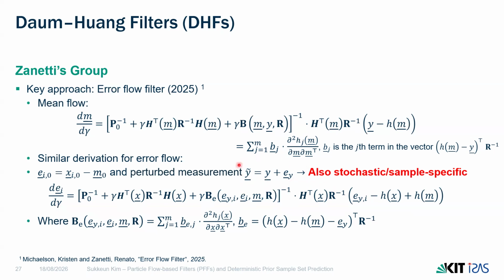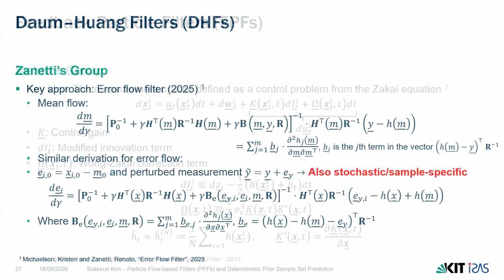And again, here for the measurement, just if you're familiar with the ensemble Kalman filter, they also have this additional noise term in the measurement. The error flow filter took the same idea here, so it becomes stochastic again. You move the mean with this flow, the mean flow first, and then we want to move the other samples using this error flow from the mean. Yeah, so that's the last one from the error flow, Daum and Huang's filters.